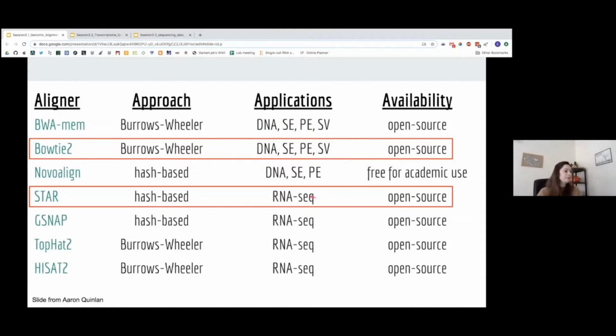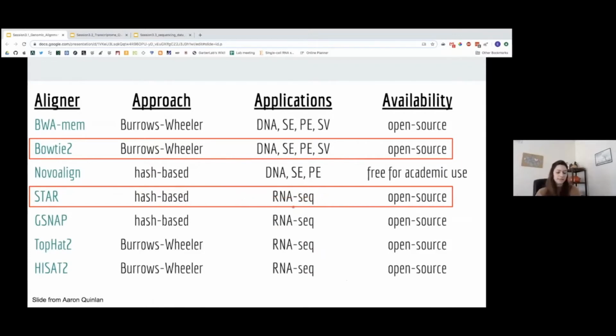And in terms of aligners that are good for RNA-seq reads, and I'll show you in a minute why they're different, you're going to use STAR today to align reads to the genome. It creates an index that is hash-based. So it's like the example that I went through line by line, that creates an index like a book that tells you where each word is found in the genome.